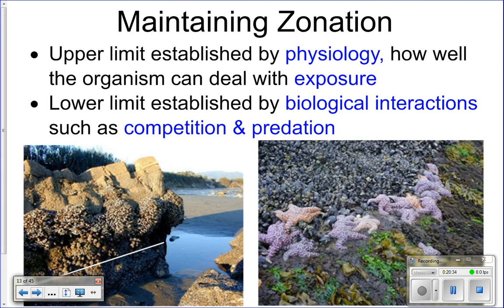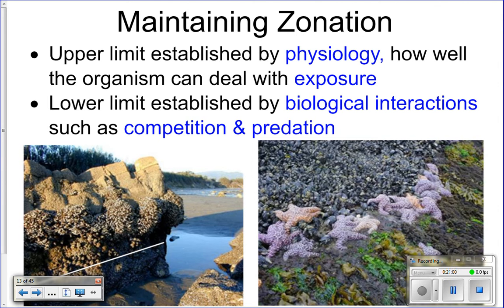Okay, and so that's why you find barnacles higher in the intertidal zone, because they can withstand more air exposure. But after a certain point, if they settle on the rocks, it's too much air exposure, and so they die. So that upper limit of where those barnacles can be found is determined by how much air exposure they can withstand. Does that make sense? The lower limit is determined by biological interactions like competition for space or predation.